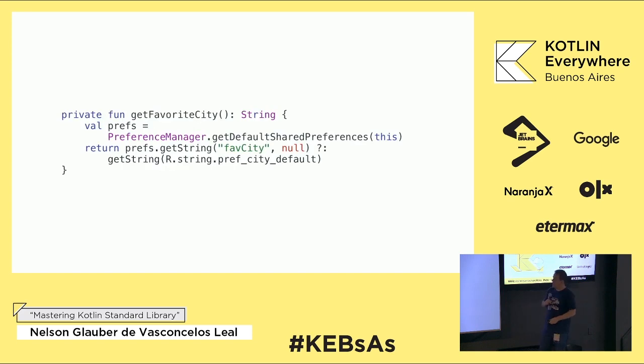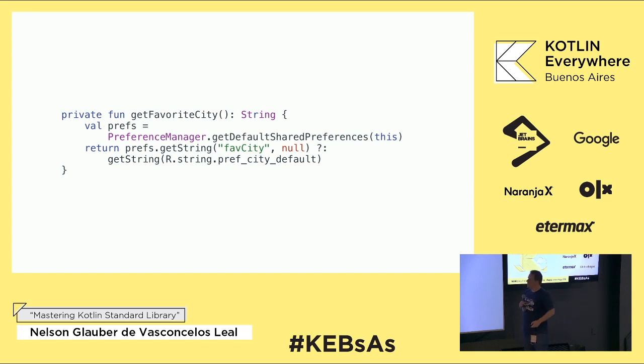Okay? This is an example from Android code. And here I'm using the preference manager to get the favorite city from the preferences of the user. And here I'm getting this preference and using the Elvis operator to get the default city if the preference is not set. Okay? And okay, this code works, but we can write this code more easily. As you can see, I'm just declaring this prefs variable just to access the preference manager.